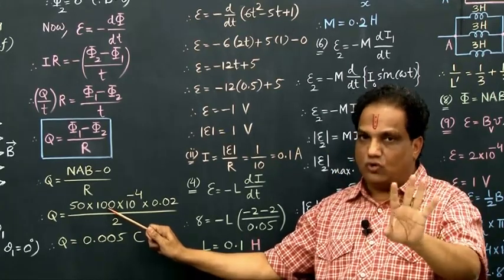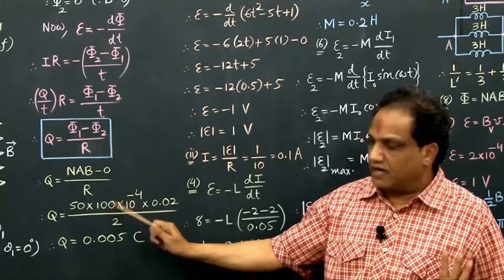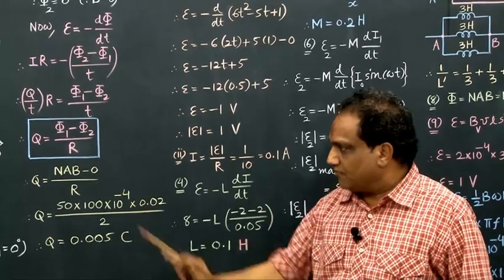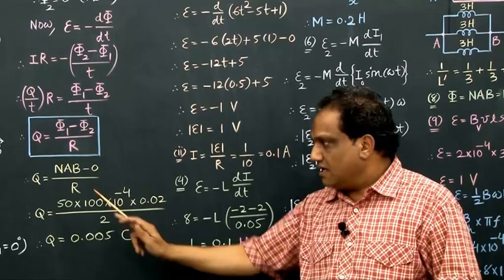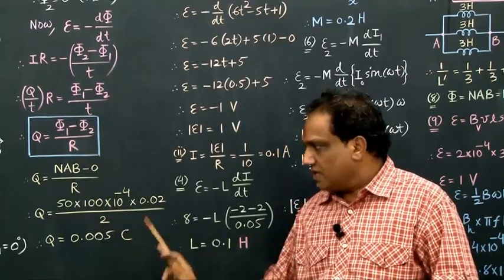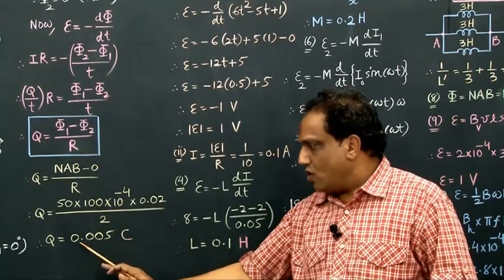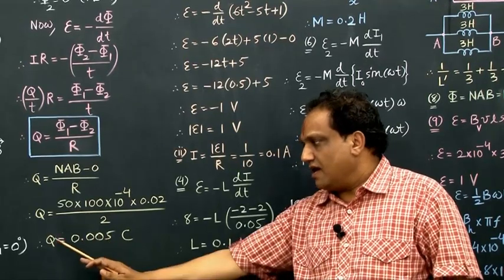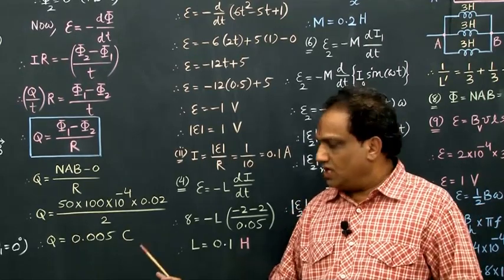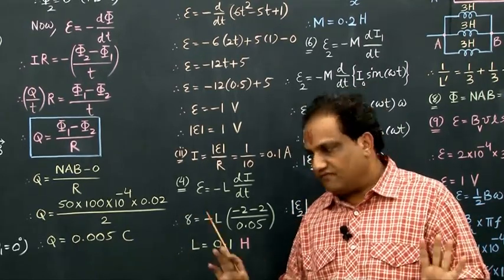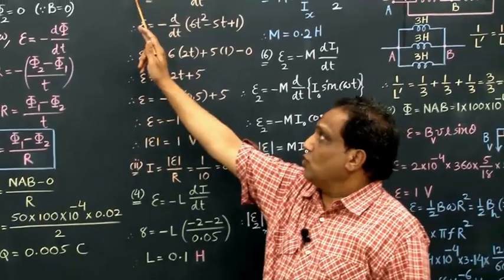Will it do? No. You must convert it into meter square. Multiply by 10 raised to minus 4. What about the magnetic field? They have given 0.02 Tesla. Resistance is 2 ohm. This answer comes out to be 0.005 and the unit of charge is Coulomb. The symbol is capital C, no full stop. Correct? Fine. Now read number 2.